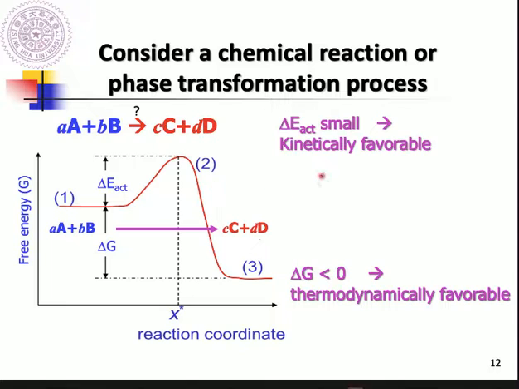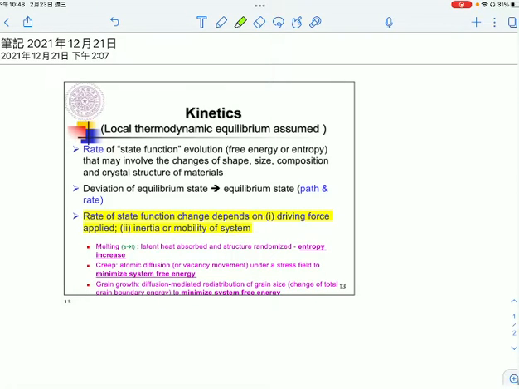Okay, so this driving force part we can predict by thermodynamics, but this part, the system inertia, involves the kinetics process, more about the kinetics. So what's kinetics? Actually, it is the rate of state function evolution. Before, as you know, in the thermodynamic equilibrium conditions defined by thermodynamics, the state function does not change with time.